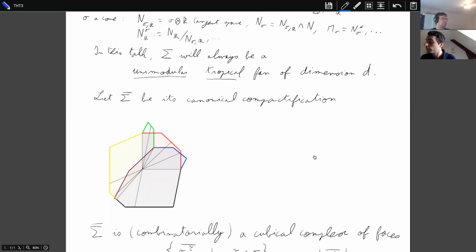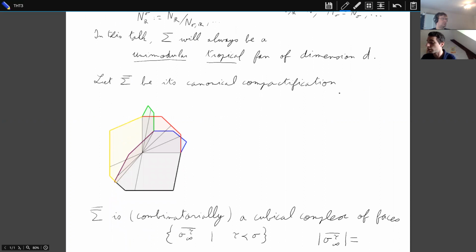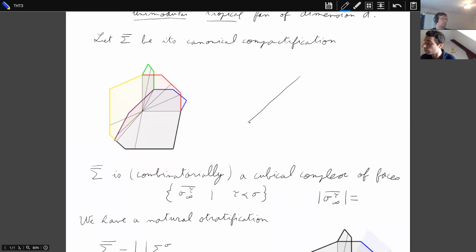So I write overline sigma, the canonical compactification. So here is an example. I recall if you have a fan sigma, you can compactify it by adding infinity. And so you get a cube. Combinatorially, it's a cube. So this is sigma, overline sigma. And if I have a face tau inside sigma, I can look at this face here, which is sigma tau infinity, which is just sigma quotiented by tau, but we see it at infinity. So for instance, here you have sigma, which is this red thing. Here you can have tau, here you have sigma tau infinity. I also call this infinity tau. And things like that. Is that clear? Okay.